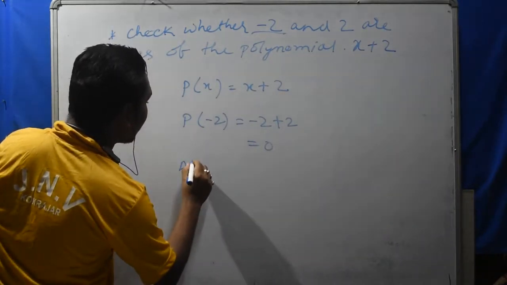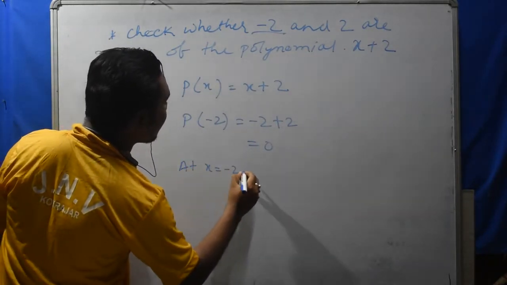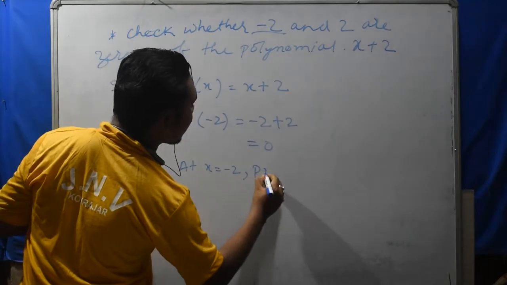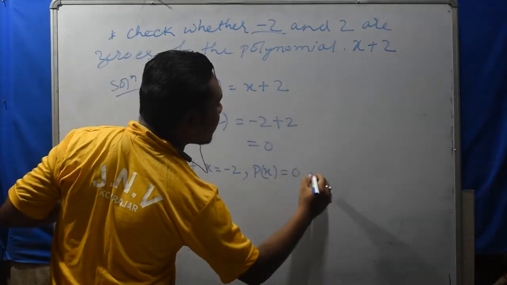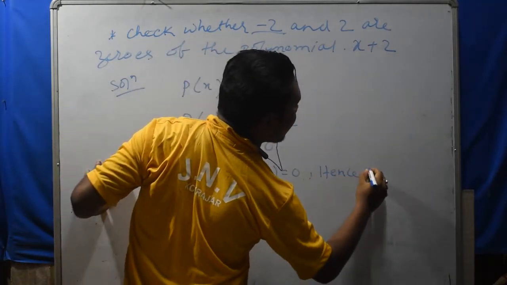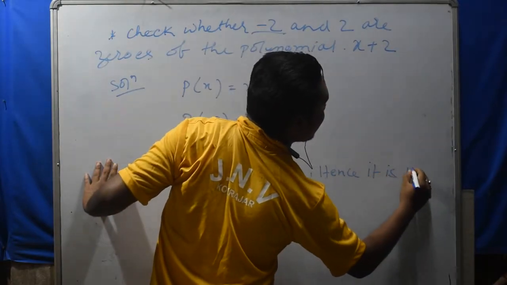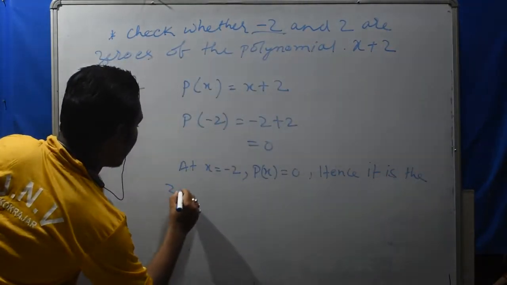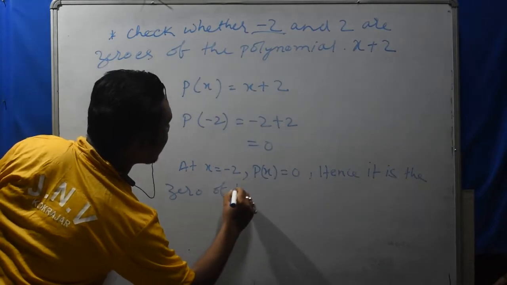At x equal to -2, p(x) equal to 0. Hence it is a zero of the polynomial.